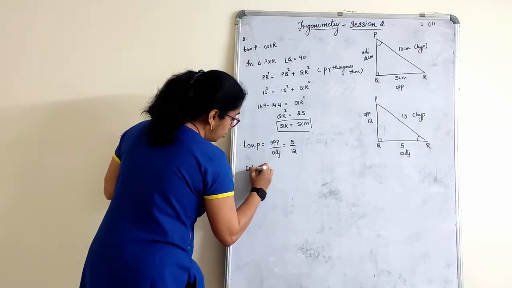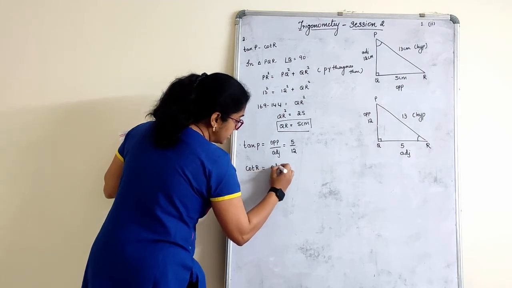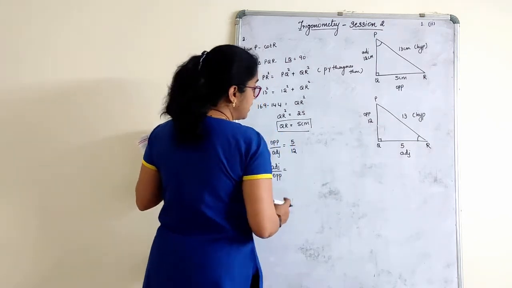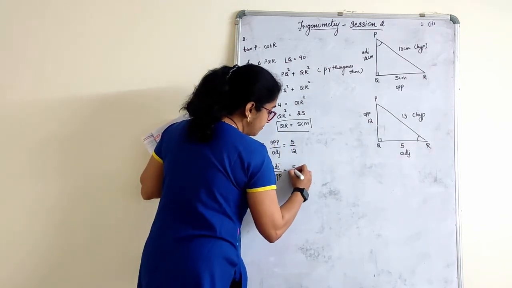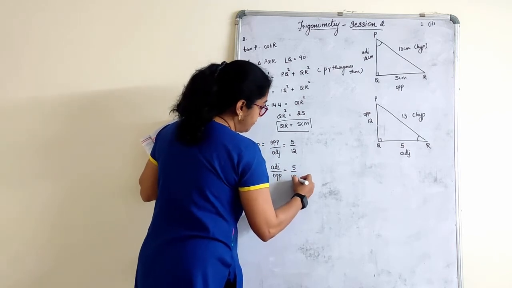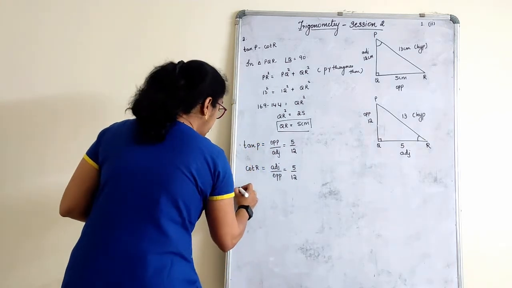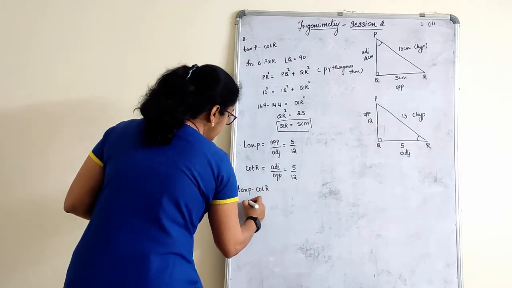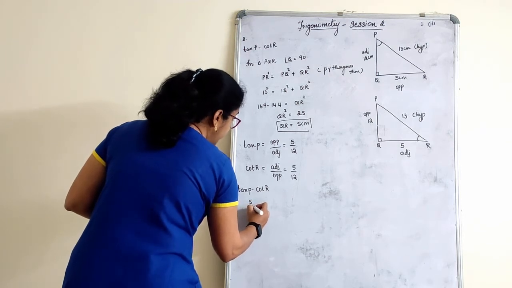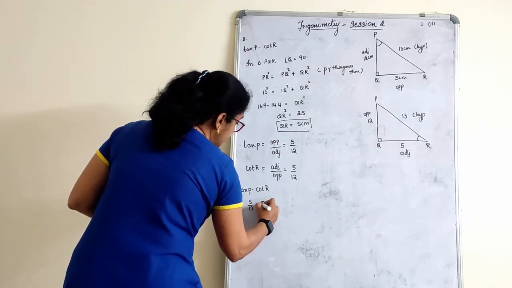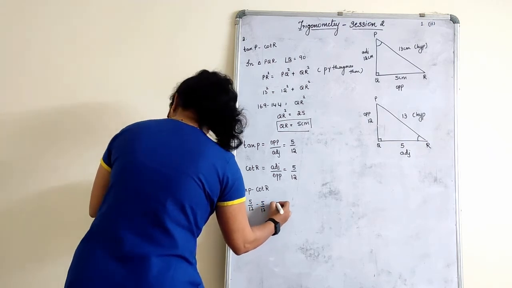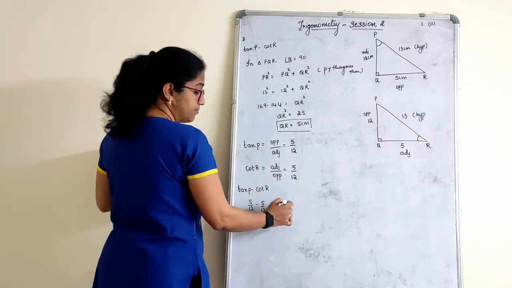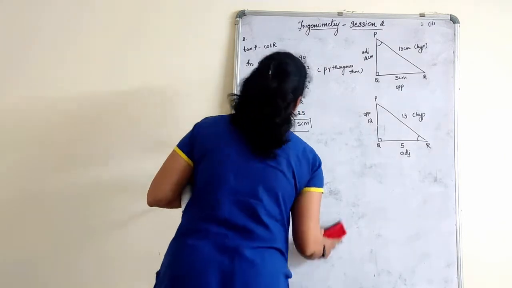Next is cot R. Cot R is adjacent upon opposite. In cot R, what is adjacent? Adjacent is 5 and opposite is 12. Now actually read the question what it is. Tan P minus cot R. So this is 5 by 12 minus 5 by 12, that is equal to 0. So the answer what you get here is 0. Very clear? We'll go to the next one.